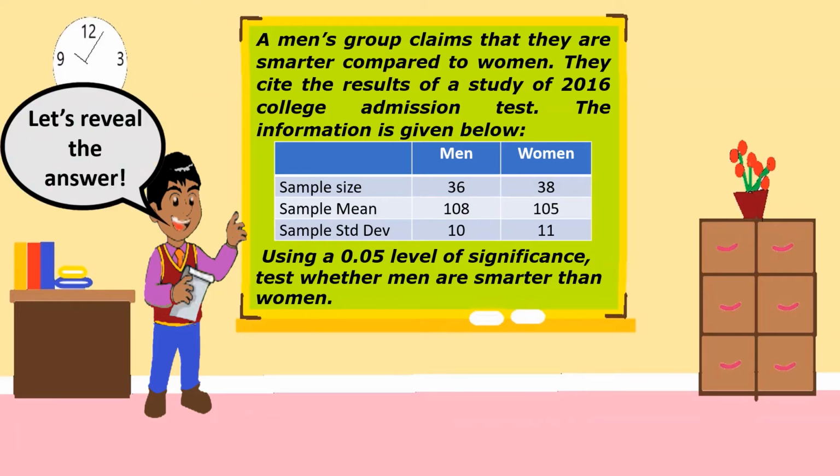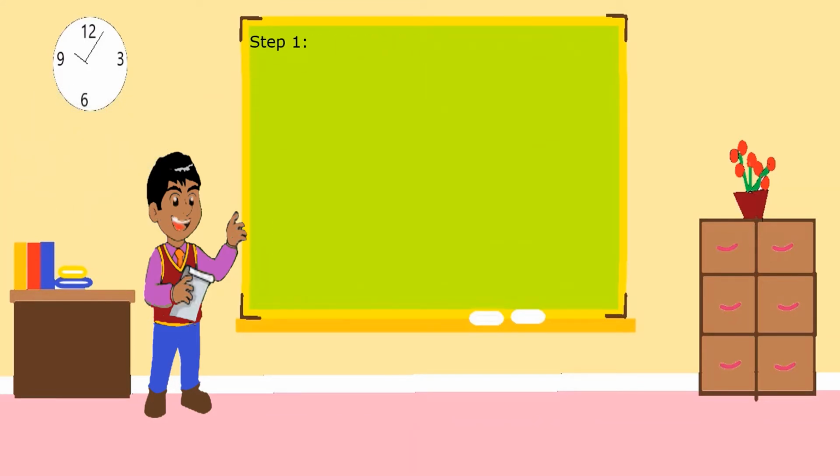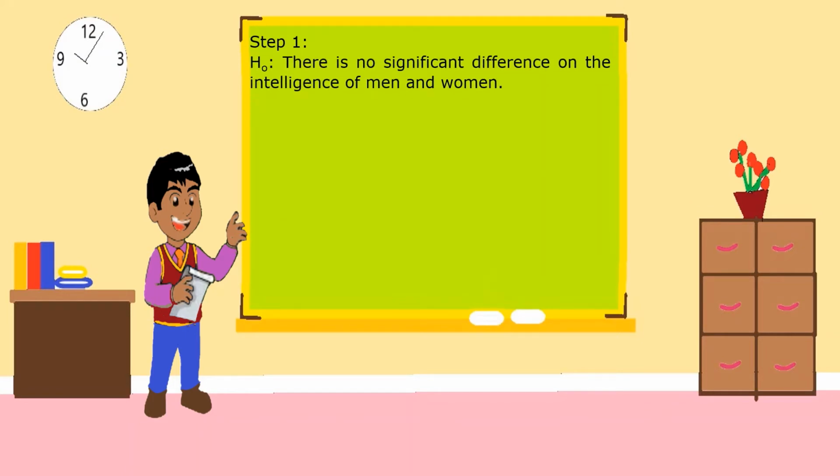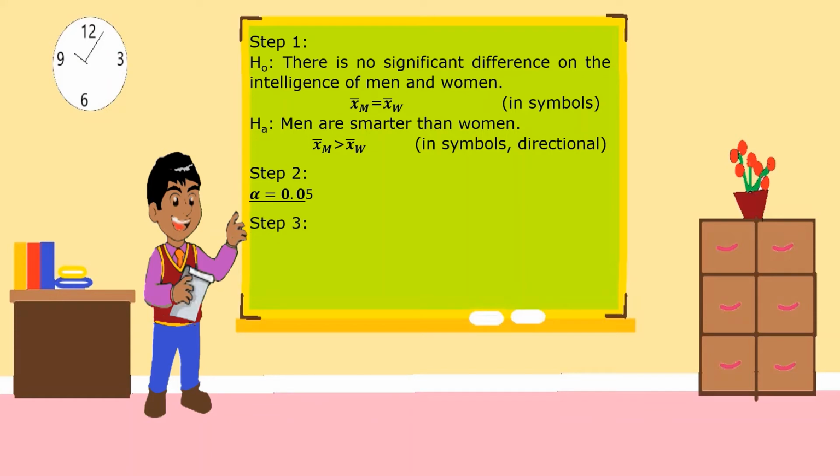A few moments later. Let's reveal the answer. Step 1. Our null hypothesis: there's no significant difference in the intelligence of men and women. This is the symbol. Our alternative hypothesis: men are smarter than women, and we have here the symbol and it is directional. Step 2, our level of significance is 0.05, and step 3, we use the z-test for two sample case.